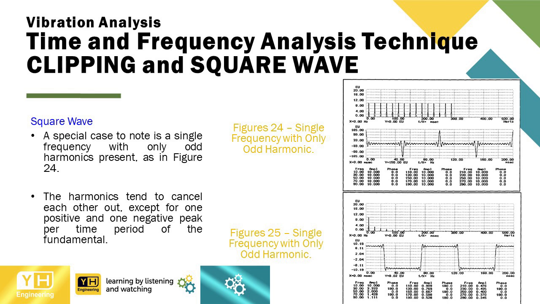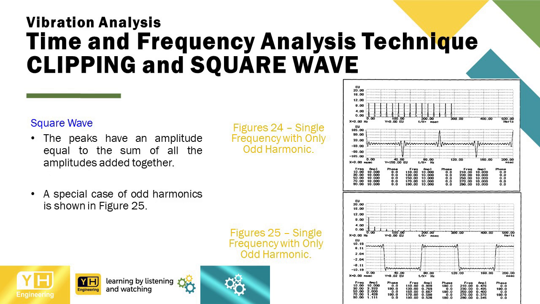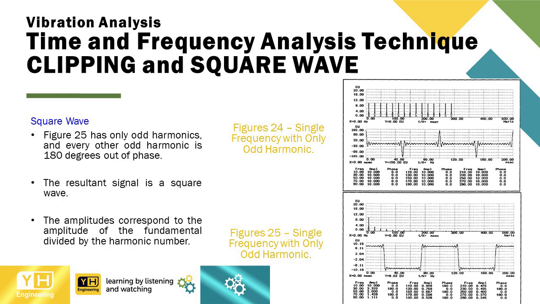A special case to note is a single frequency with only odd harmonics present, as in Figure 24. The harmonics tend to cancel each other out, except for one positive and one negative peak per time period of the fundamental. The peaks have an amplitude equal to the sum of all the amplitudes added together. A special case of odd harmonics is shown in Figure 25. Figure 25 has only odd harmonics, and every other odd harmonic is 180 degrees out of phase. The resultant signal is a square wave.